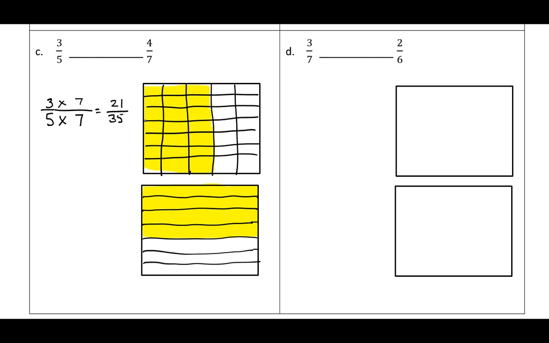I'm going to move down to my lower fraction and I'm going to draw the fifths on top of the sevenths using vertical lines.